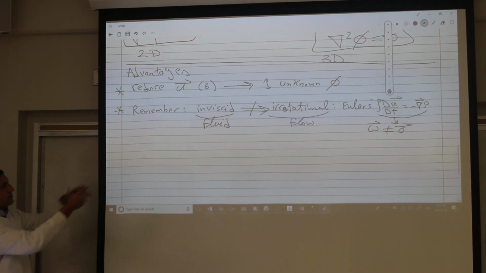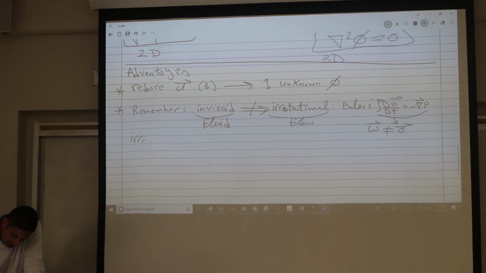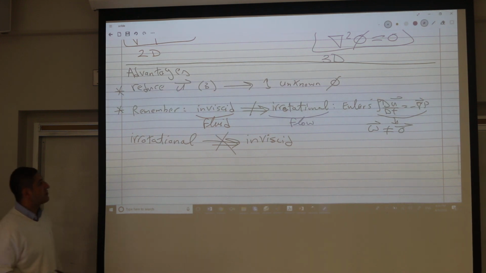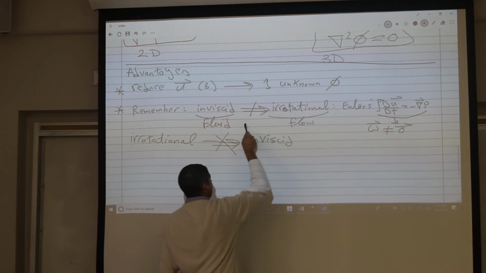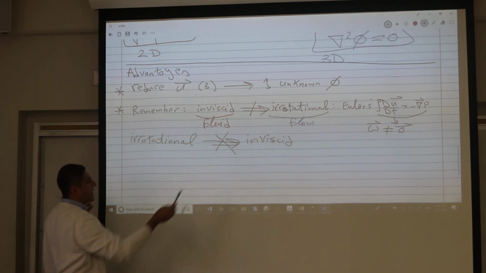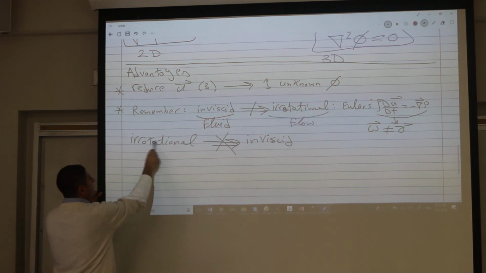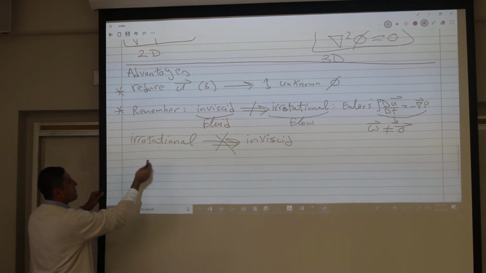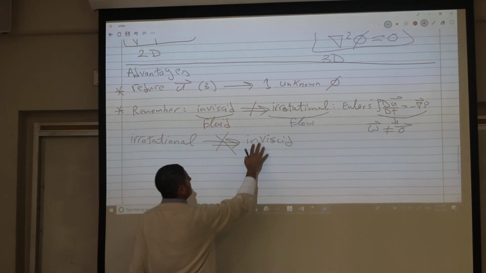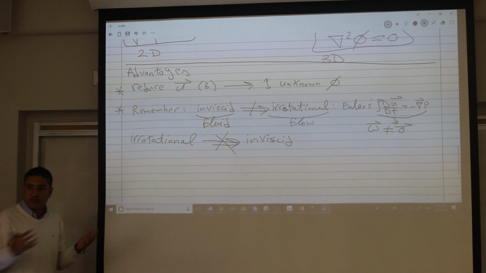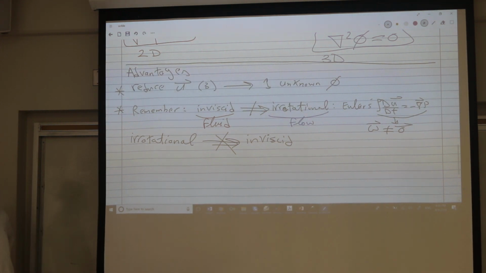And obviously, I cannot make it the other way around. I cannot say irrotational implies inviscid. I cannot say that at all. Why? I cannot even dare to say it. Here I can ask the question, but the answer is no. Here I cannot even ask the question why, because this is a property of the flow. If the fluid doesn't have local rotationality, does it make the fluid superfluid? Of course not. I mean, you cannot even ask the question. Does it make the fluid inviscid? This is not.